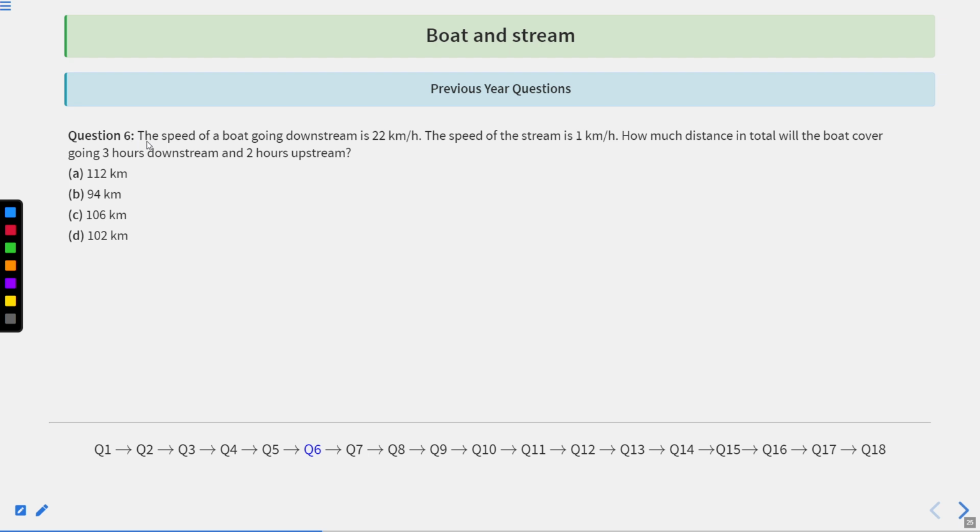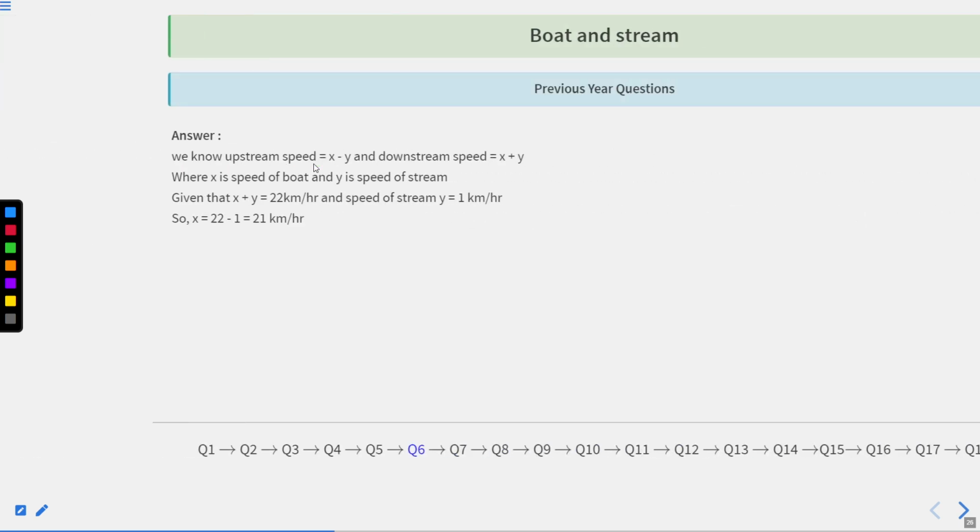Now, moving to problem number 6. The speed of a boat going downstream is 22 km per hour. The speed of the stream is 1 km per hour. How much distance in total will the boat cover going 3 hours downstream and 2 hours upstream?